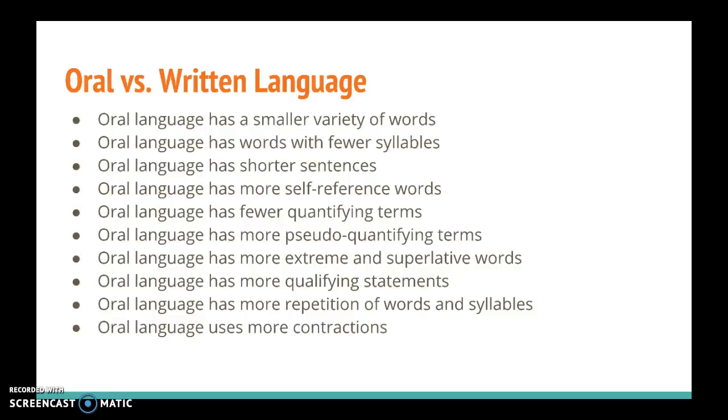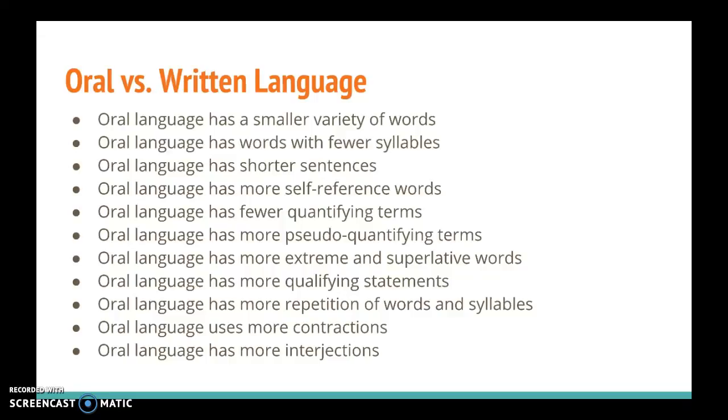Oral language also uses more contractions. Again, oral language is much more informal than written language is. So we use words like don't instead of do not, and can't instead of cannot. And I feel like this is changing a little bit in the modern age, but in written language, we still use do not and cannot much more frequently than we do don't and can't. Or rather, we use don't and can't in oral language much more frequently than we say, I cannot go to the movies with you, right?